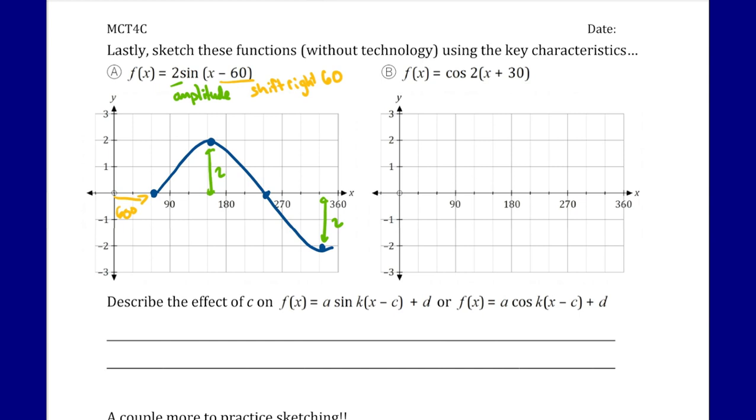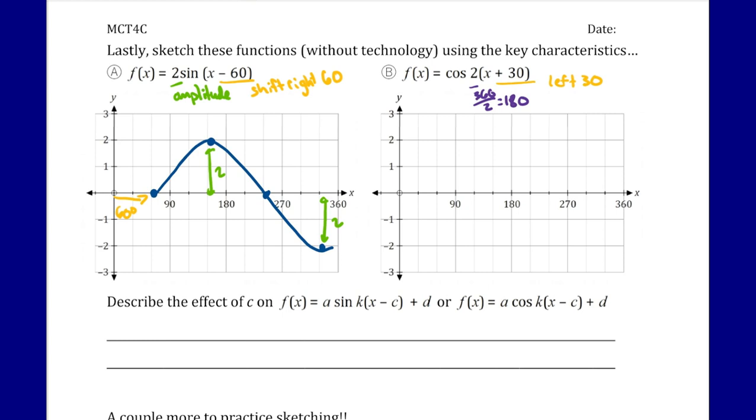If I look at the next one, cosine 2x plus 30, this one is basically telling us 2 things. One, it's telling us that we're going to be compressing it, and it's telling us that we're shifting everything to the left 30. So this is our K value. So this tells us 360 divided by 2 equals 180. So everything is getting compressed into half the amount of space. And this value is telling us now left 30.